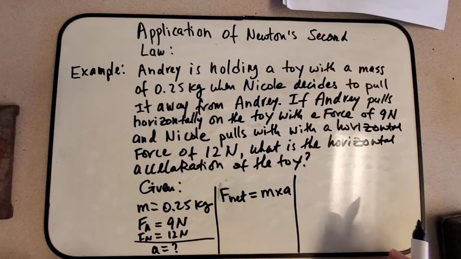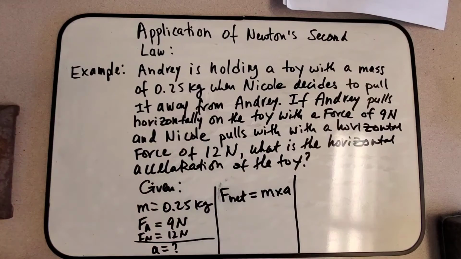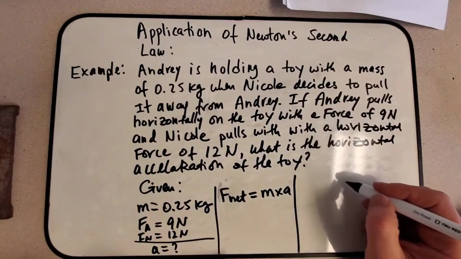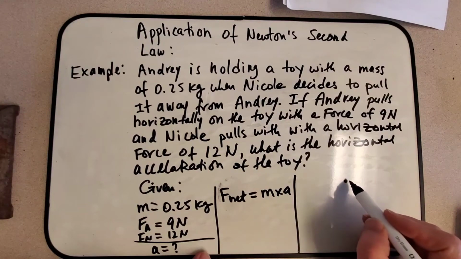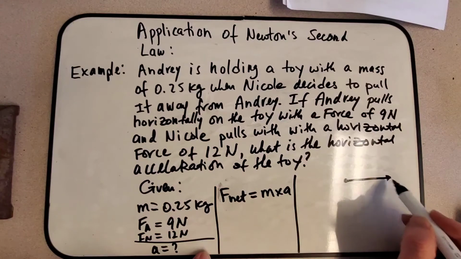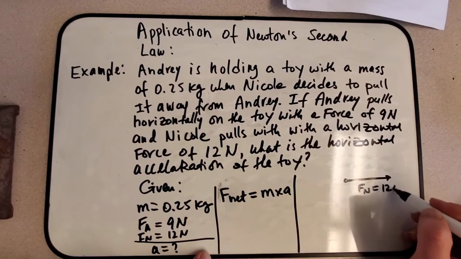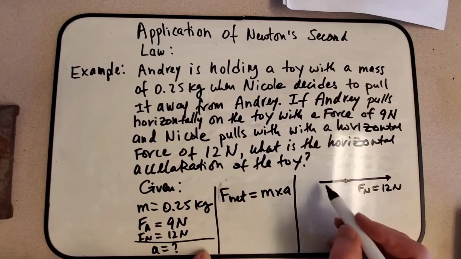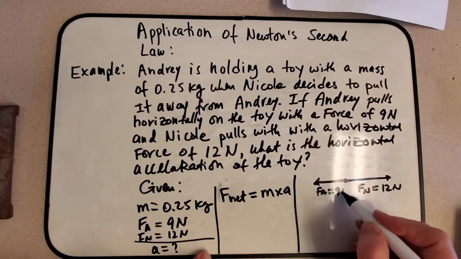Okay, very good. So the only thing we have to find here, since we're given the mass, is F net. So how do we do it? First, I'm going to do the visual here, and I'm going to make this dot the toy, and I'm going to put Nicole pulling 12, so F sub N, 12 newtons, and then I'm going to put Andre a little smaller. Remember, force is a vector, it has magnitude and direction. Let's say this is about 9, so FA is equal to 9 newtons.